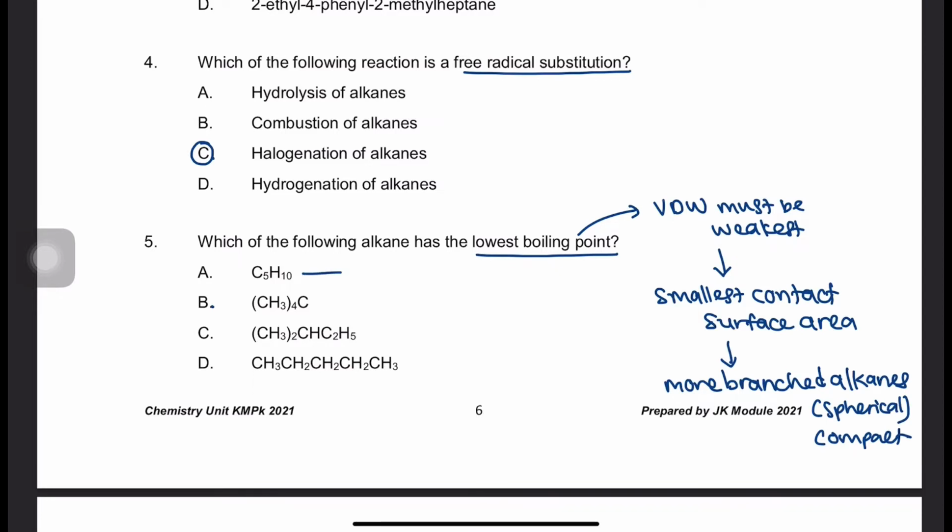Now as you can see here, C5H10 indicates it's a cycloalkane because it matches with the general formula CnH2n. These B, C and D are all straight chain alkanes, with D having no branch. As you can see, none of the CH3s are in brackets, and here we have 2 CH3 in brackets, indicating that it's a branch extending from this carbon over here. And finally, all the CH3s are basically surrounding the carbon, compact, and it is spherical.